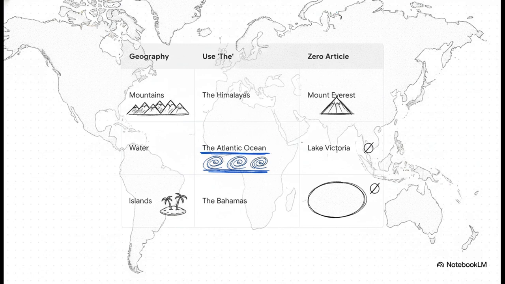And context strikes again, this time on the map. It's actually incredibly systematic once you see it. Plurals, mountain ranges, and island groups always get the: the Himalayas, the Atlantic Ocean, the Bahamas. But isolated, singular geographic features get absolutely nothing, just the zero article. So it's Mount Everest, Lake Victoria, Madagascar. It's this brilliant little binary system hiding right in plain sight on every single map.